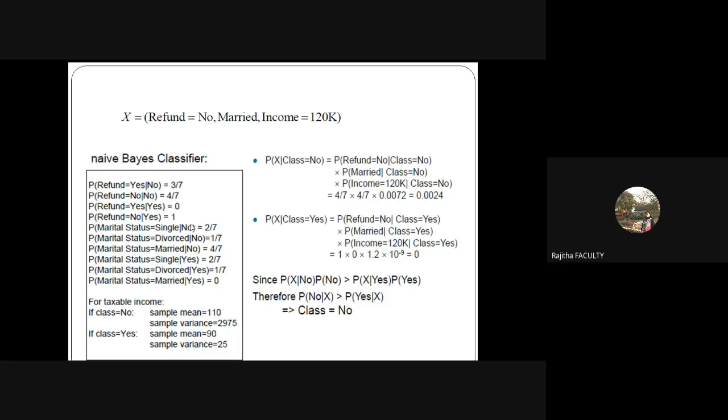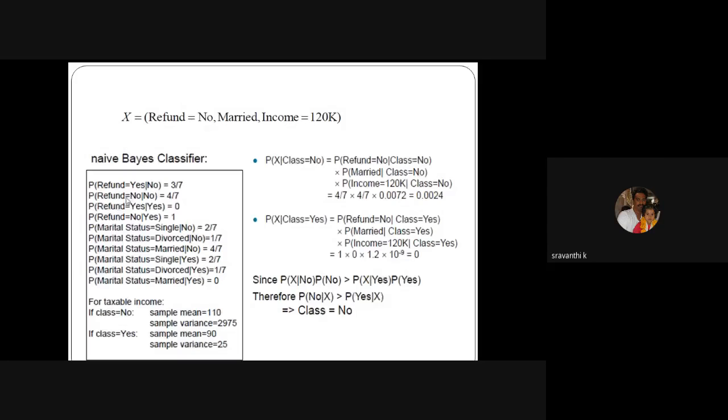I have here refund with yes, 3 by 7, and refund for no with the class no, it is 4 by 7. So here it is refund no, so I am taking 4 by 7, not 3 by 7, because I am taking for the class no. Similarly, for married, married with the status no is 4 by 7. So I have taken 4 by 7 here.